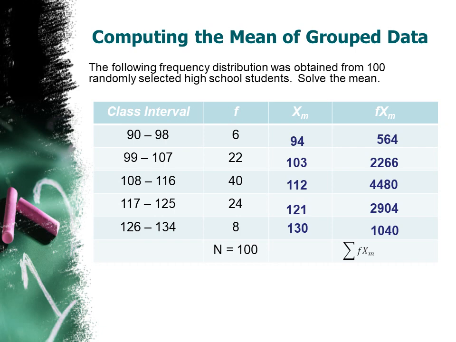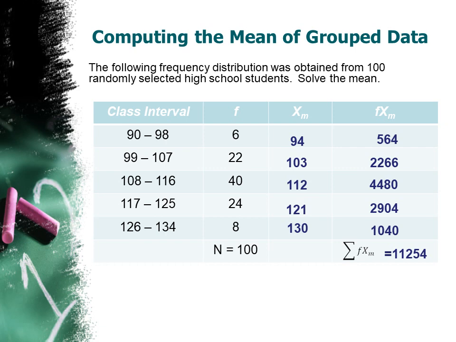So that's the result. If we are going to add all these numbers, then that's f times x sub m. That will be the summation of f times x sub m, and this is the numerator of the formula for the mean. So what's the sum? It's 11,254.